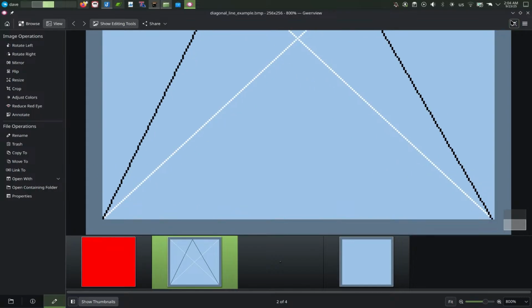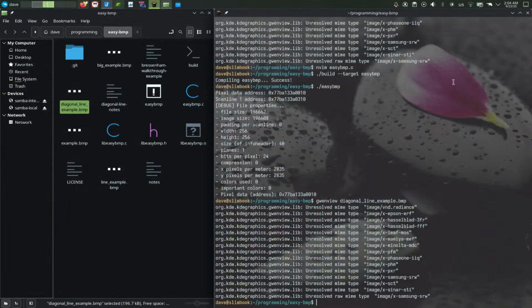This whole thing is like 235 or something, I don't know. Well, anyway, it looks to me like diagonal lines are a thing now. And that's cool, because that's what we wanted.